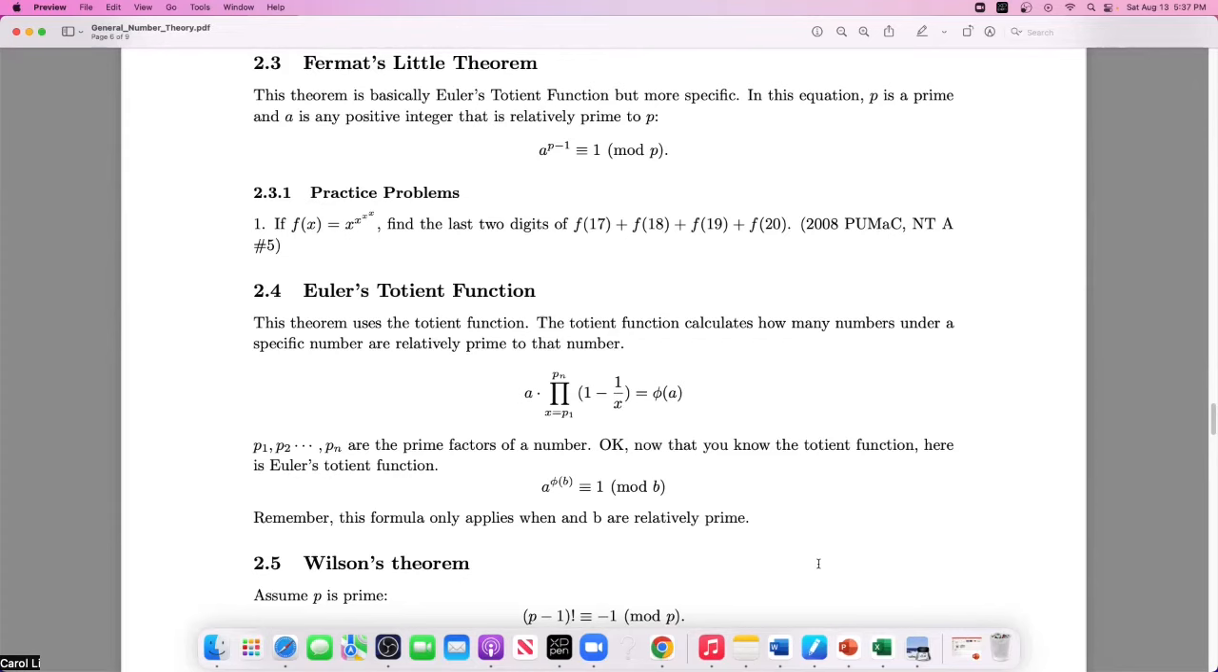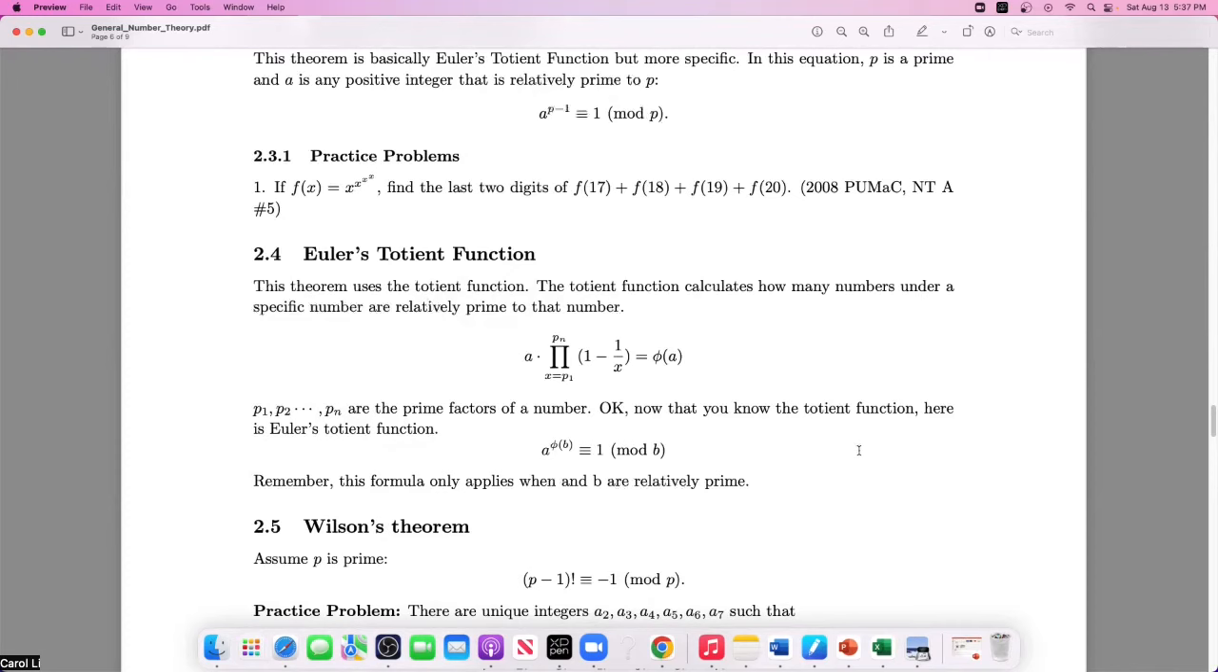Okay, now we're going to move on to the real function. p of 1 to p of n are all the prime factors of a number. So now that you know the phi function, here is Euler's function. It's actually not Tosha function, it's phi function. So here we have a to the phi of b is congruent to 1 mod b.